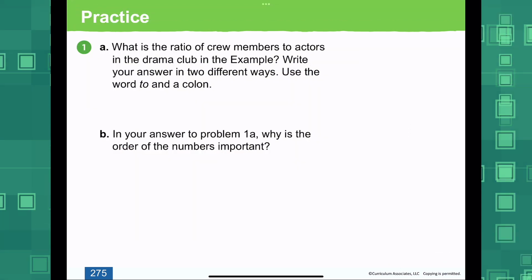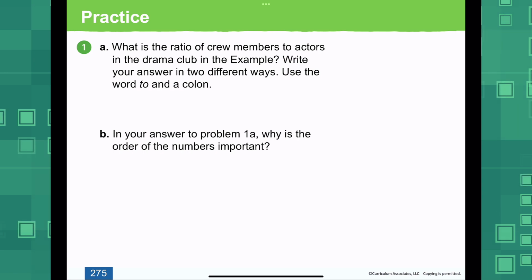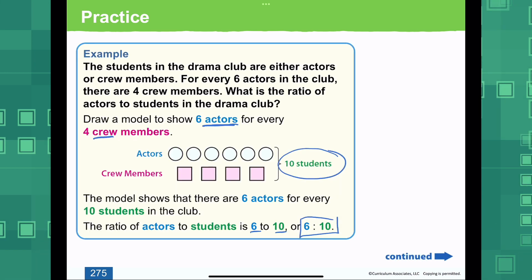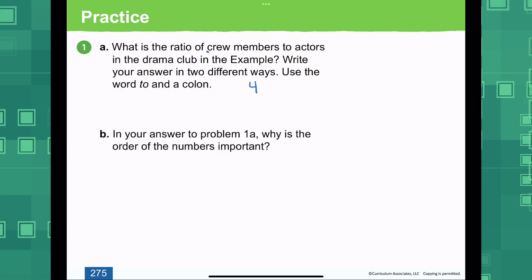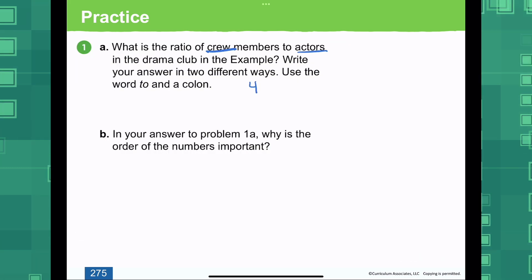So what is the ratio of crew members to actors? Well, go back to that. How many crew members are there? 4. Right? And we're doing, again, crew to actors. How many actors are there? There are 6. So this is going to be 4 to 6.